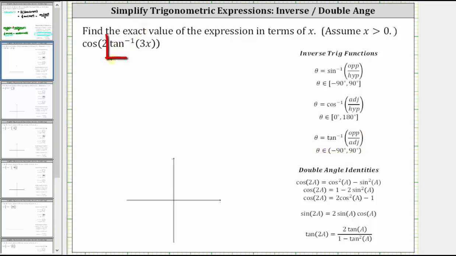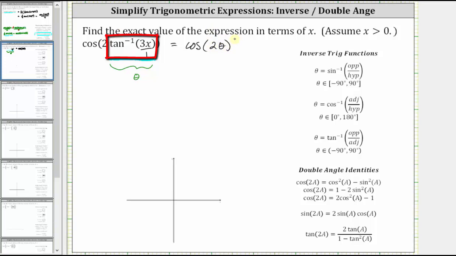So in our case, inverse tangent of 3x is equal to some angle theta where the tangent function value is equal to 3x. Let's write 3x in the form of a fraction or a ratio with the denominator of 1. So the tangent function value of theta is equal to 3x divided by 1, which means we can write the original expression as cosine of, don't forget about the coefficient of 2, which gives us cosine of 2 theta.